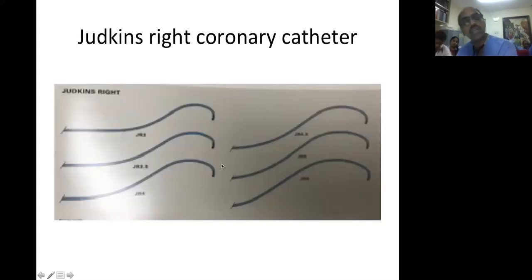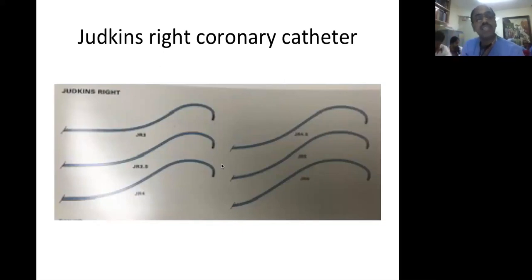I'm coming to catheters. Catheters are all made up of either nylon or polyurethane. They have either a metal wire with a polyurethane coating or a nylon wire with a polyurethane coating. Nylon has almost equal strength similar to metal itself. So some of them are nylon wire mesh with a polyurethane coating.